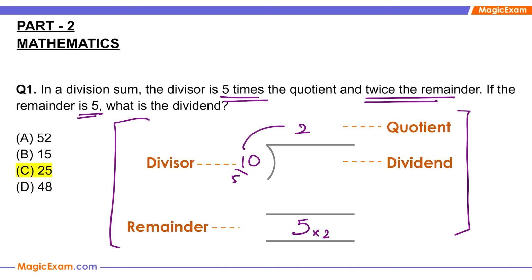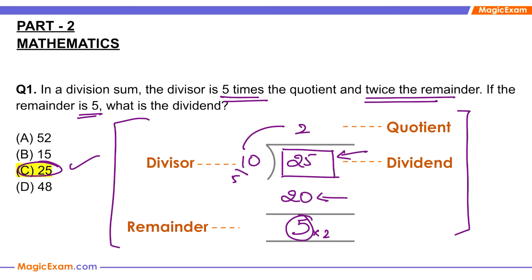Since we know that 10 into 2 is 20, we should put a blank here and say that there is a number that should be put here such that this number minus 20 should result in 5. Therefore, it is logical that it has to be 25 here, and 25 is the correct answer.